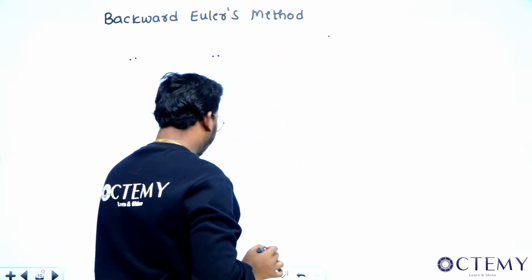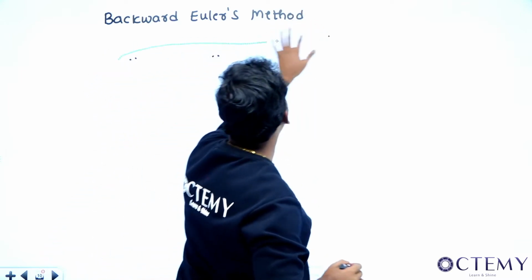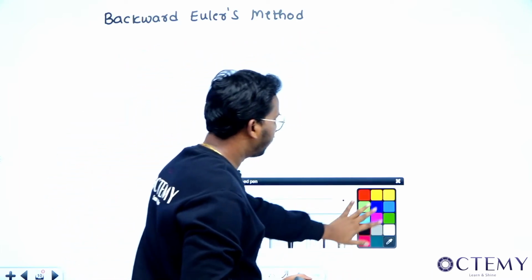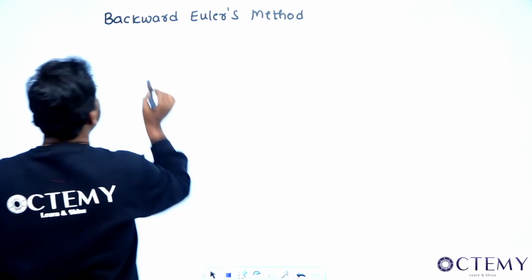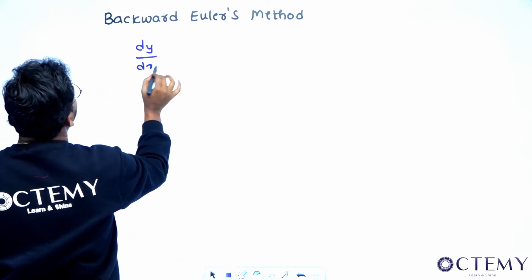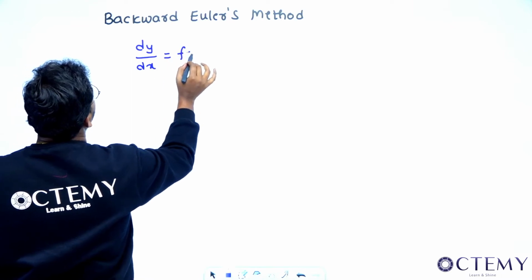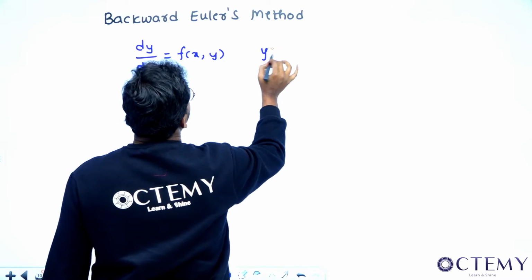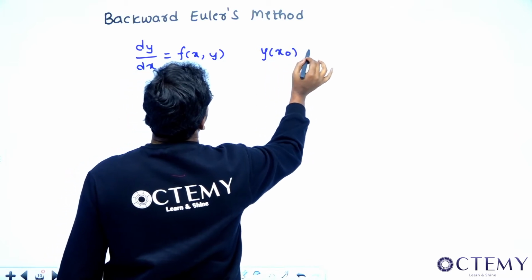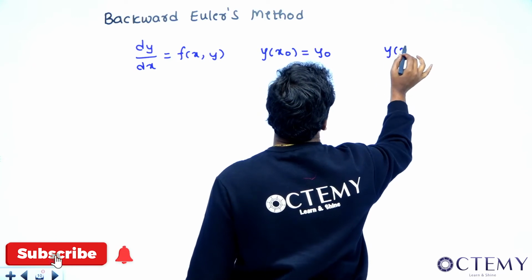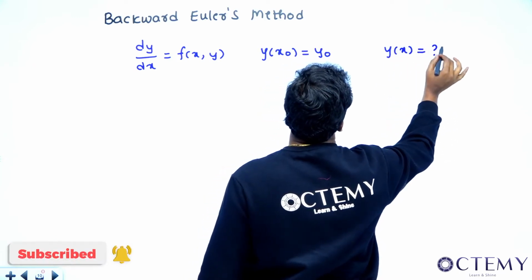We know that in first order differential equations, the questions asked in numerical methods will be of a certain type. What is that type, sir? The question will be asked like this. They will give you dy by dx is equal to some function of x comma y, and they'll give you an initial condition y of x0 is equal to y0, right? And they will ask you some y of x is equal to question mark.